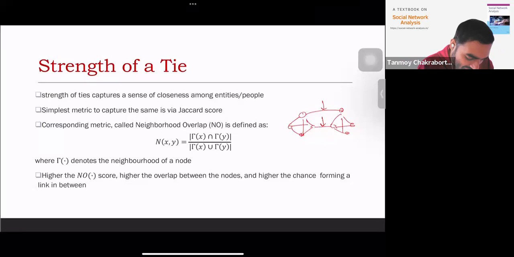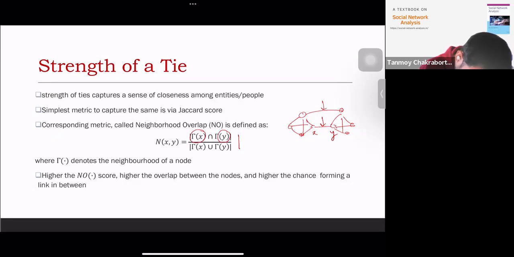But how do we quantify the strength of a tie? Because it is all about strong versus weak. How do we measure that a particular link is a strong link and another link is a weak link? The simple measurement is to look at the neighborhood intersection of the two endpoints of a link. So this Γ(x) indicates the neighborhood of x. Say this is x and this is y, and this is the neighborhood of y. This is essentially a Jaccard coefficient, right?